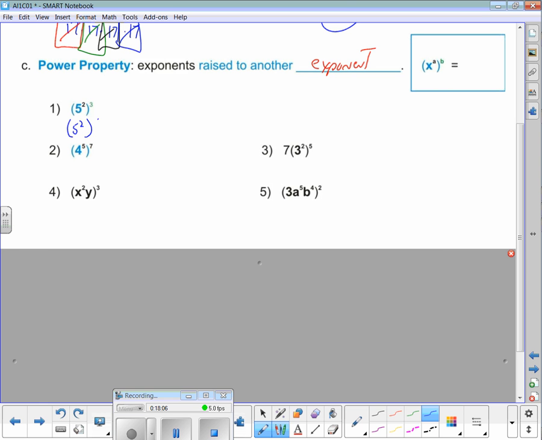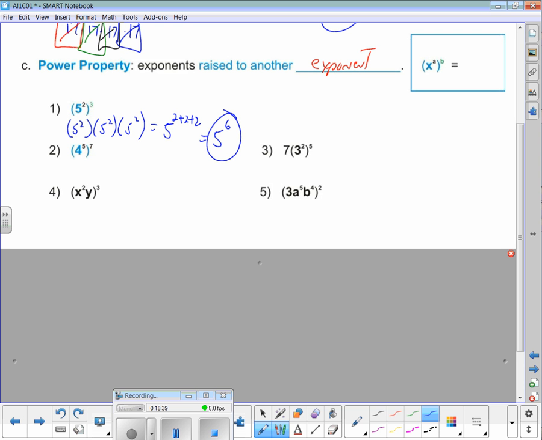5 squared times 5 squared times 5 squared. Correct? 5 squared times itself 3 times. Yes? And now I have to do the product property. 5 to the 2 plus 2 plus 2, right? The first property we learned, x to the a times x to the b equals x to the a plus b, and we end up at 5 to the 6th.